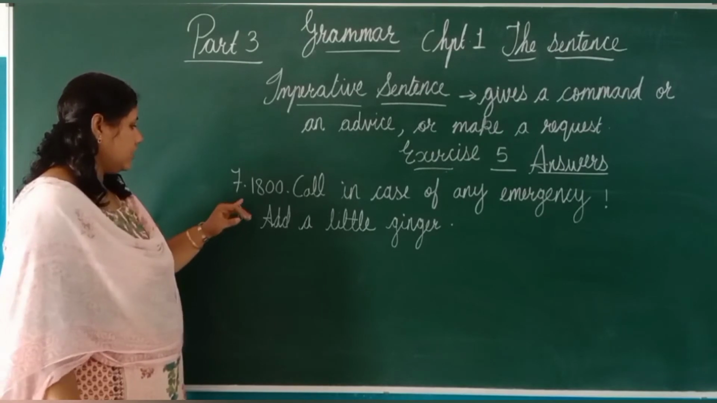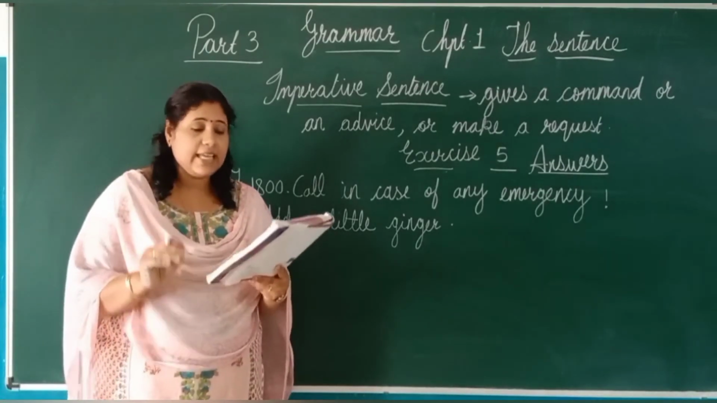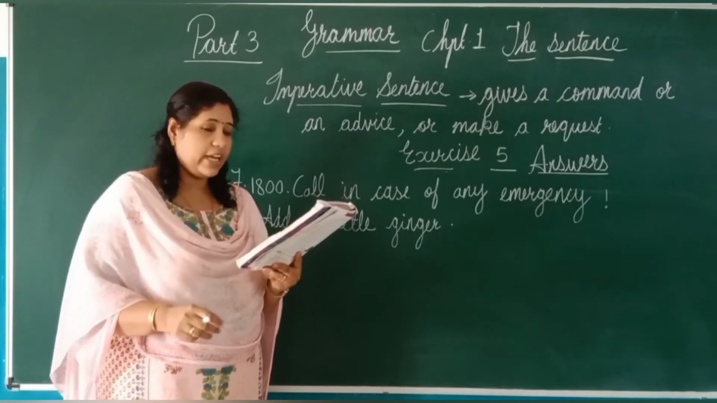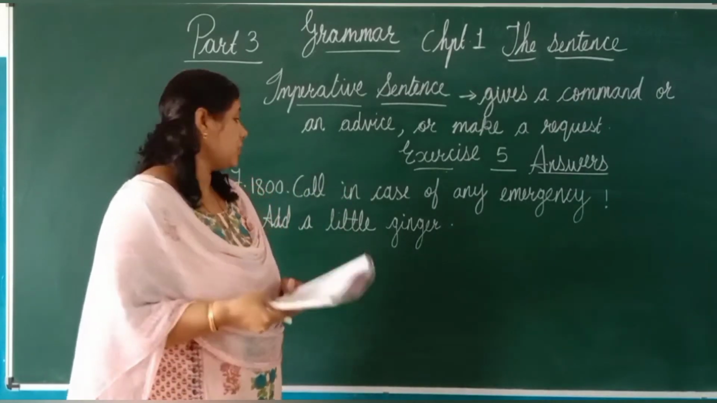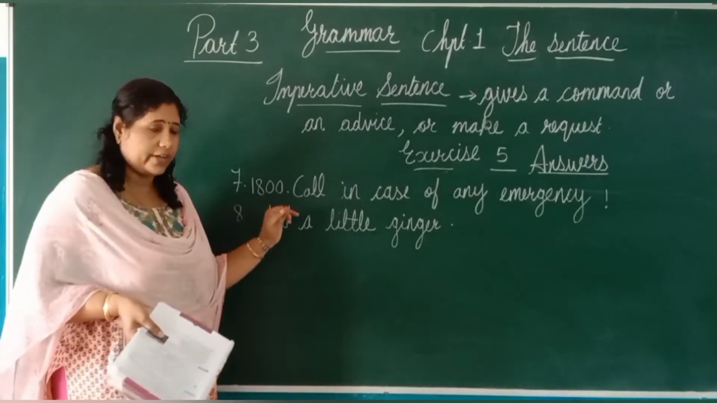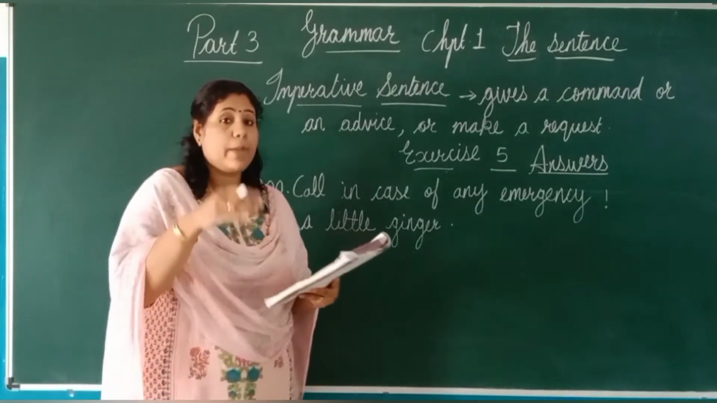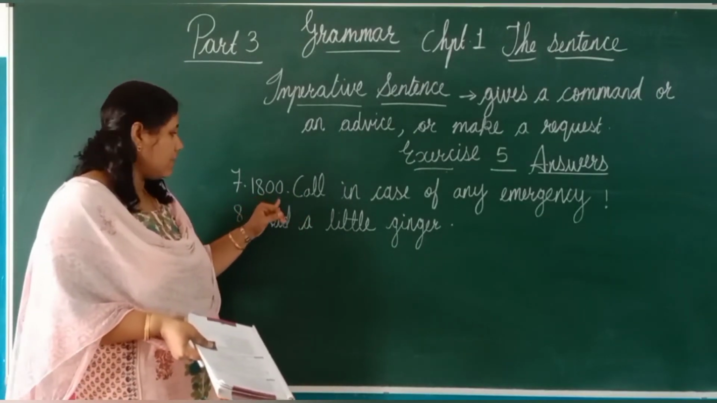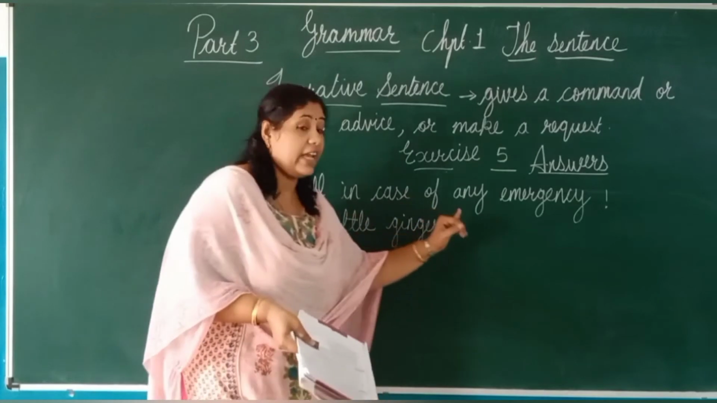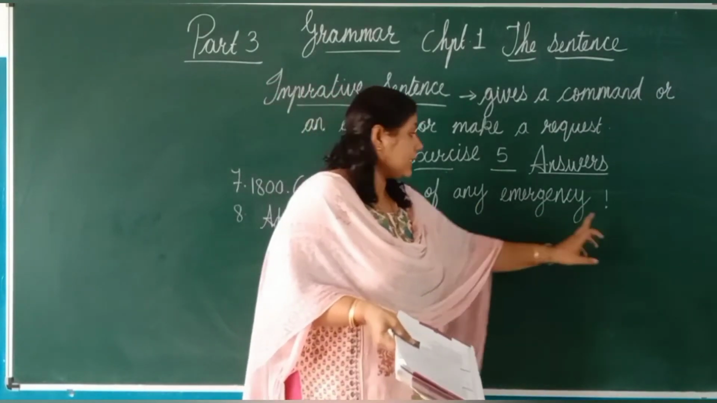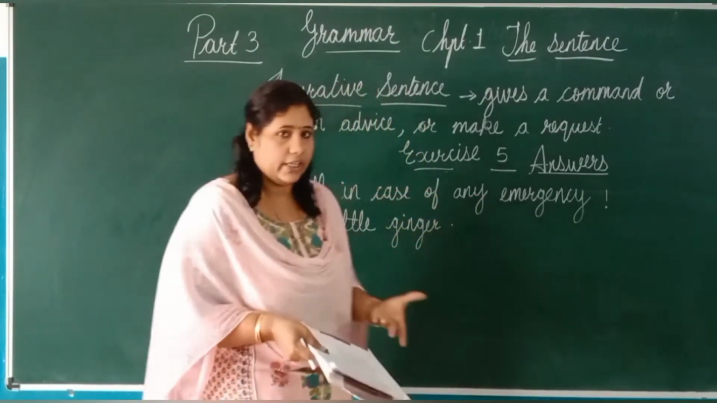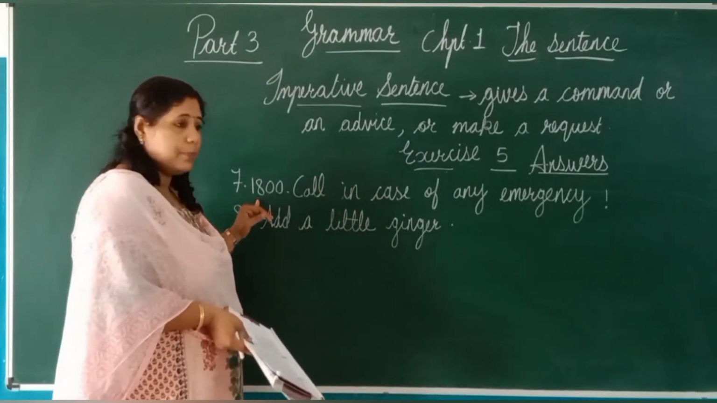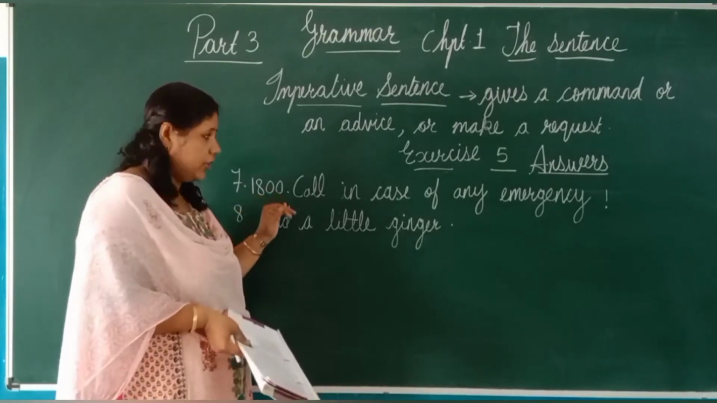Seventh question. An emergency helpline number and the accompanying message. So any emergency helpline. What is the emergency helpline number? 1800. Isn't it? And also a message. For what is this number? This number is to call in case of any emergency. Exclamatory mark. It's a kind of a warning. Understood? In case of any emergency, you can call this helpline number 1800.